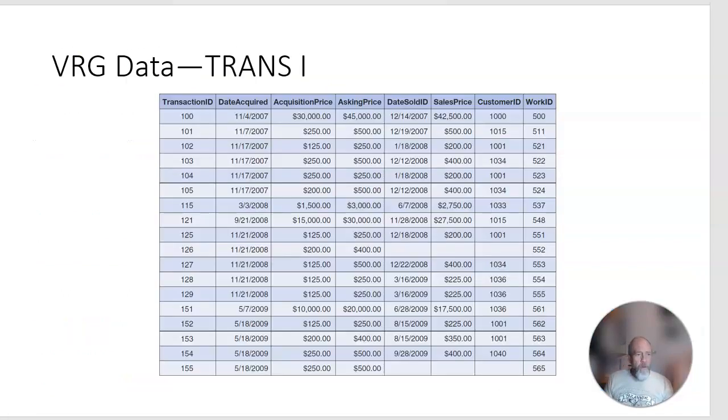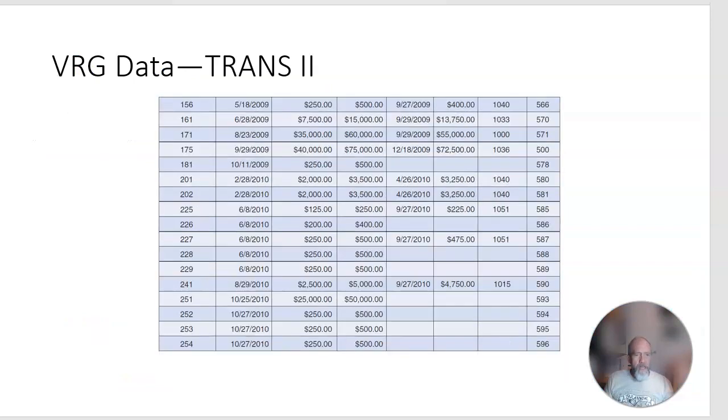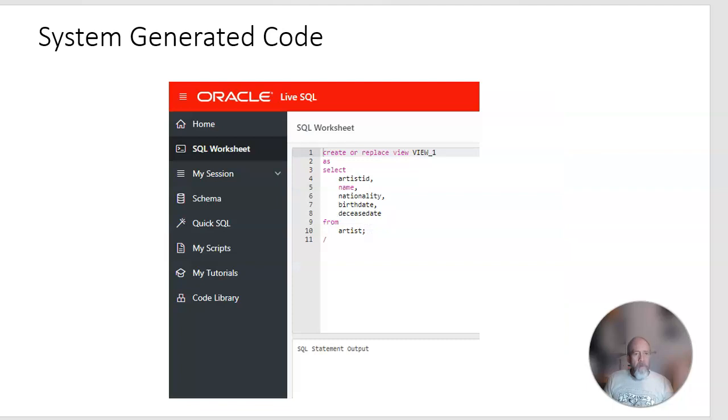Here's some data for that trans table. Here's some more data for that trans table. And go back and say, hey, you know what? Let's reproduce a view 1. Notice that, I don't know if you can read this, but when you actually ask it to create a SQL statement for you for like a view, and I didn't show you how to make that view, but you know what?